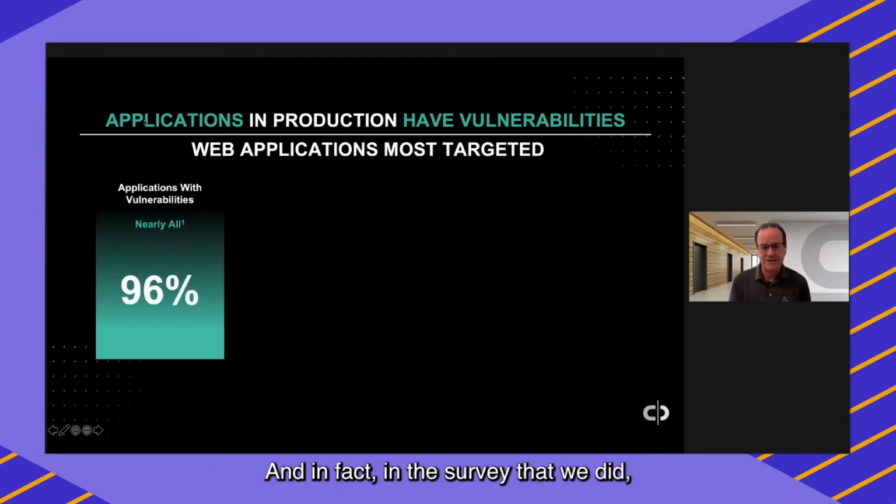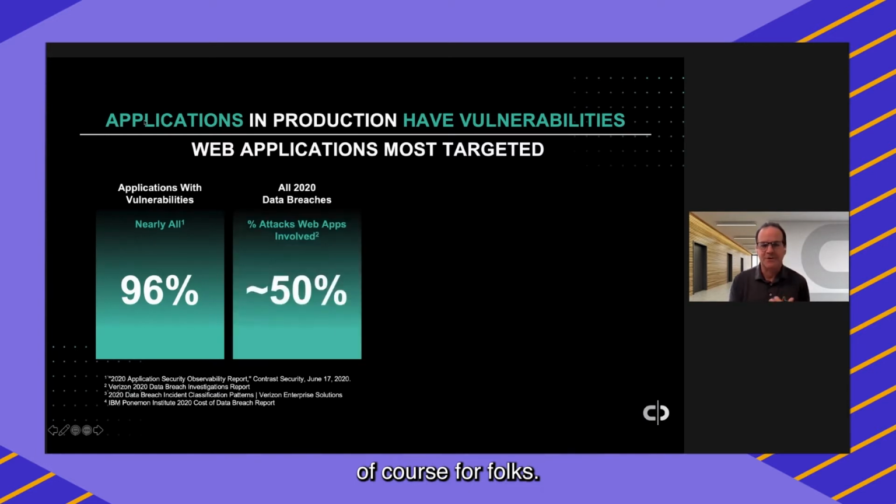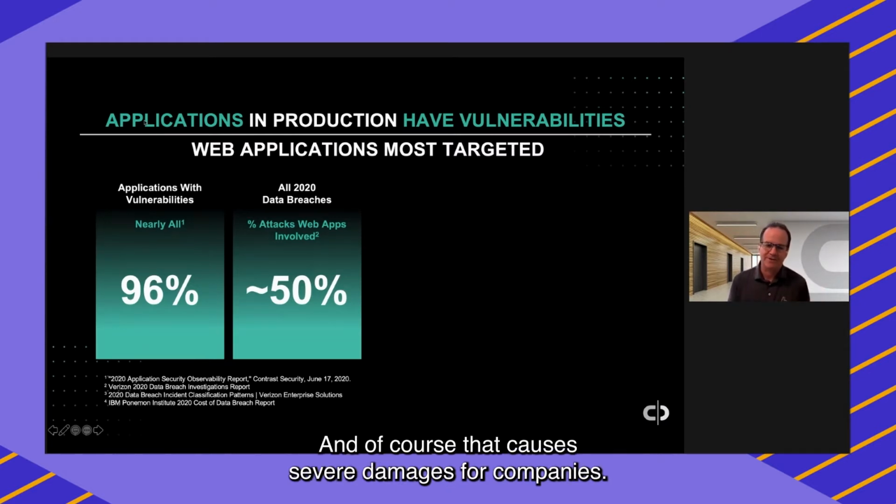In fact, in a survey that we did, 96% of applications are rolled into production with vulnerabilities built into them. That's a big problem for folks. Specifically, in a third-party survey that has been going on for quite some time, in 2020, almost 50% of all data breaches involved web applications. So malicious attackers are looking at web applications for vulnerabilities and trying to exploit them, and of course, that causes severe damage for companies.